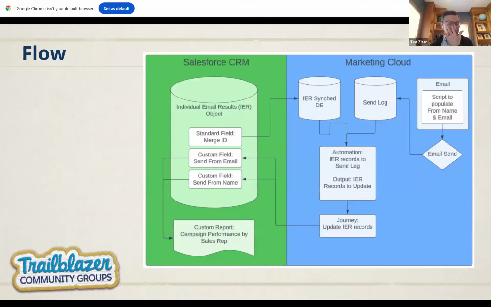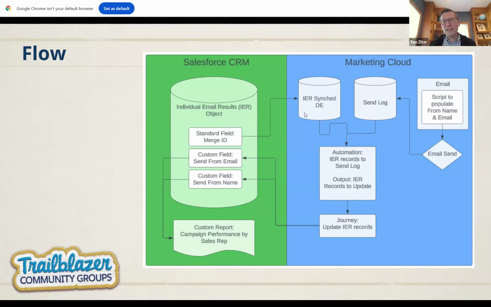So let's take a look at how this is all going to come together because it's a multi-platform solution. We're going to start in the individual email results. So this is all the data. We'll showcase this in the Salesforce environment so you can see what we're talking about. This is the database in Salesforce. For every email send, there's a record that's created that gives all those details. We're going to want to create 2 custom fields on that object so that we can capture that information and run reports so that we can see by who's sending out those emails.